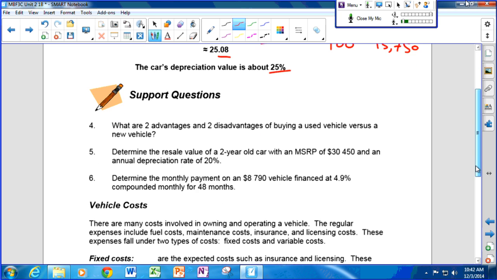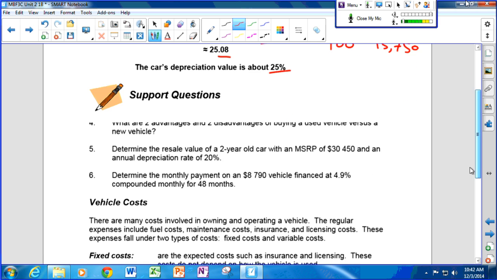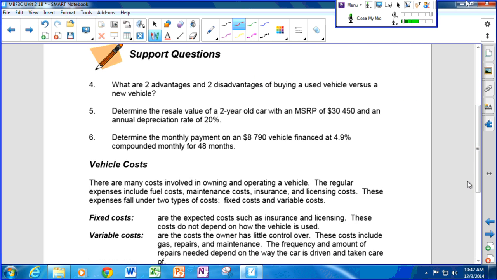All right. So let's talk about the support questions, and they're probably going to ask you something like this in the key questions, like support question 4. They might ask you that on a final exam too. What are two advantages and two disadvantages of buying a used vehicle versus a new vehicle? Now, I want to spend a moment to talk about a question like that because a lot of students see something like that and go, I don't know. And they don't answer it. And usually these are worth 3 or 4 marks in the key questions. So you're losing a lot of marks just for something like that.